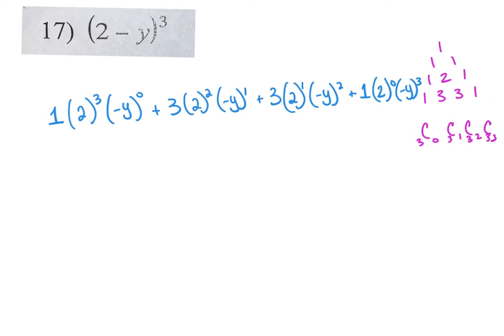So, and then I'm just going to simplify. 2 cubed, so I have 1 times 8 times, I have this negative 1 here, by the way. So this is going to end up being negative 8.